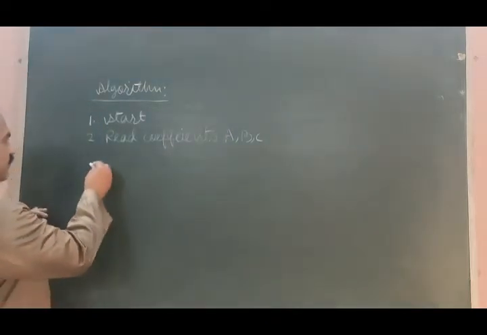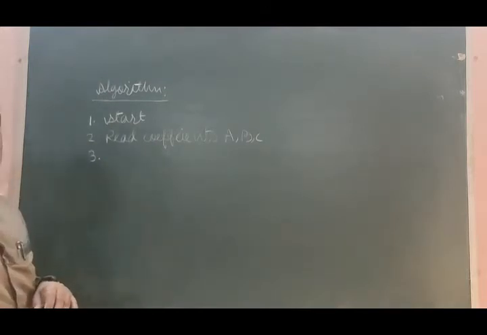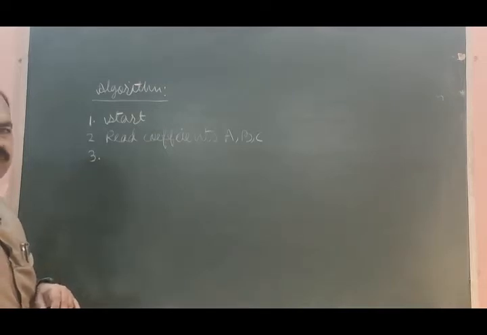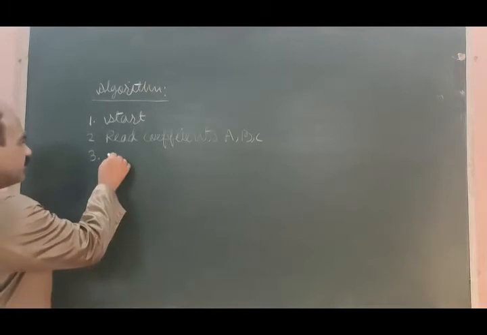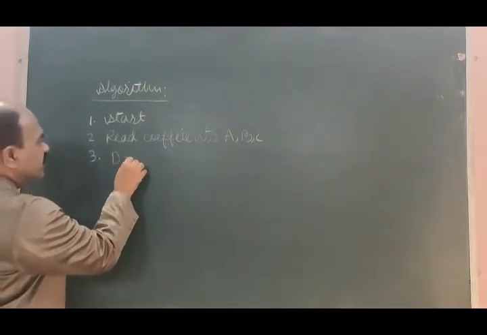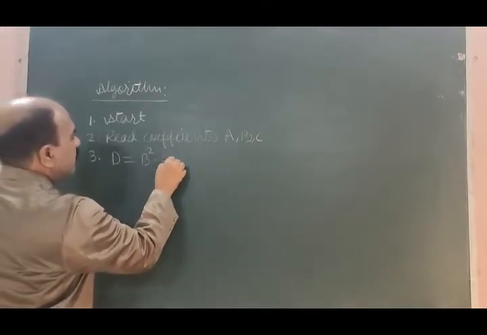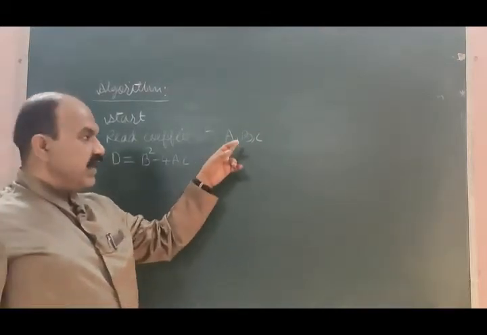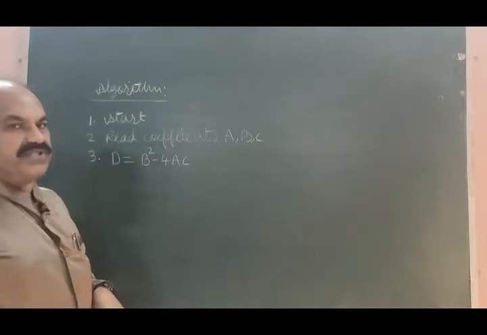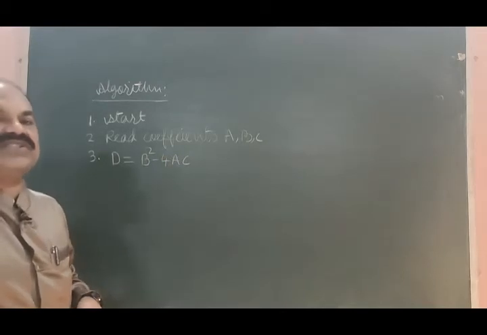Then the third step that you have to do is, what is the important step that must be included in number 3? Find the value of the discriminator D as B square minus 4AC, getting values of the coefficients A, B, C. The next important step is to find D, the discriminator.